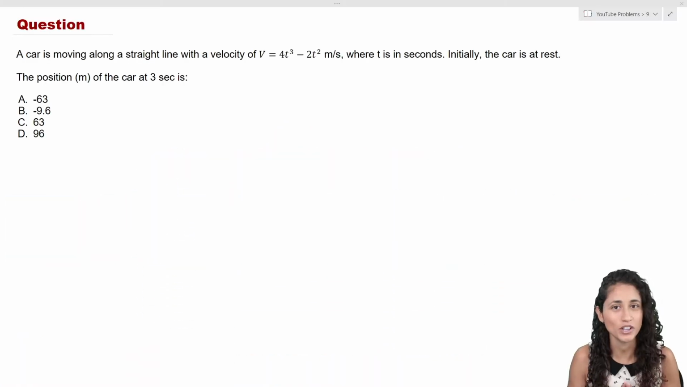So a car is moving along a straight line. We are given the velocity as a function of time. Initially, the car is at rest and we want to determine the position of the car at 3 seconds.